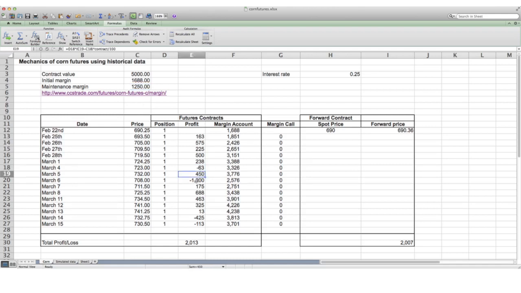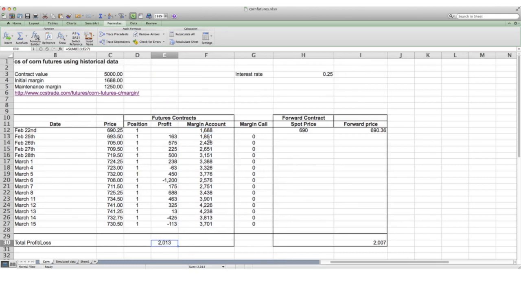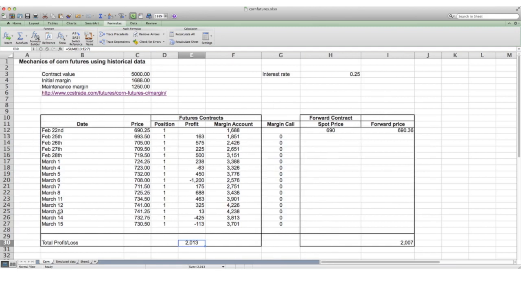It makes a profit of $450 and now makes a serious loss of $1,200. But still, the margin account is above the $12.50 minimum margin, and therefore there is no margin call. And so on, it keeps going. And on March 15th, it expires, it's canceled, and the net amount of money that this investor made on this particular investment was $2,013. So $3,701 minus $16.88 is the profit, $2,013. So you made $2,013 profit on just $16.88 worth of investment. It's a huge profit, and this is what we were talking about before, that by taking leverage, you can make a huge profit.